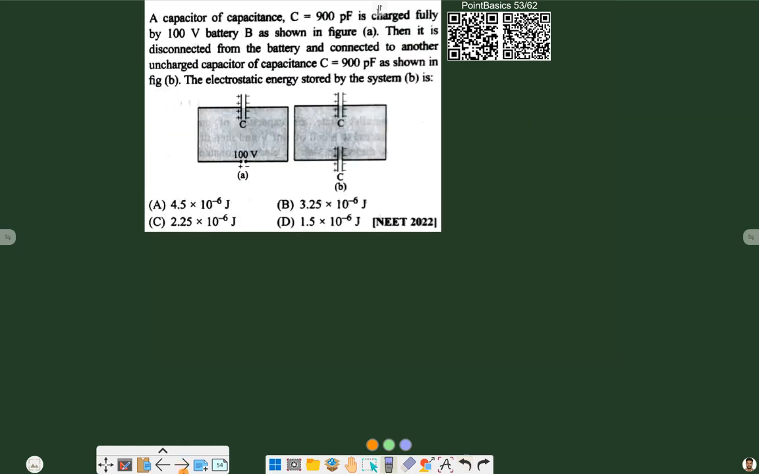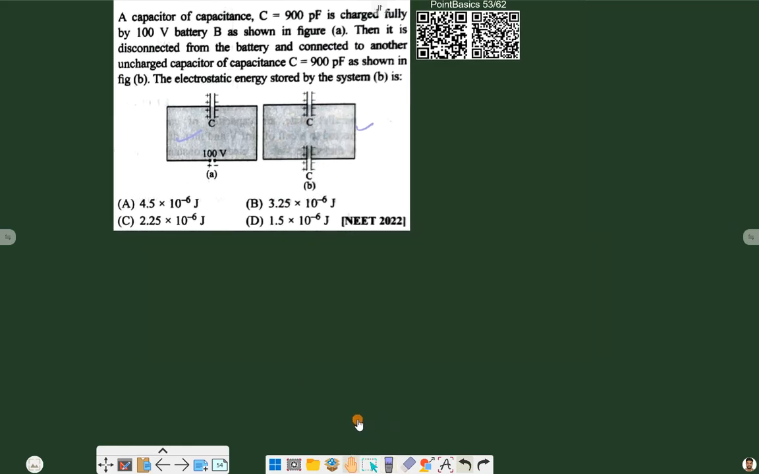Next question. A capacitor of capacitance C equal to 900 picofarad is charged fully by a 100 volt battery, as shown in the figure. Then it is disconnected from the battery and connected to another 900 picofarad capacitor. The electrostatic energy stored in the system is, so we have to find out the total electrostatic energy stored in the B configuration. This is our initial system and this is our final system. We have to find out total energy in the final system.